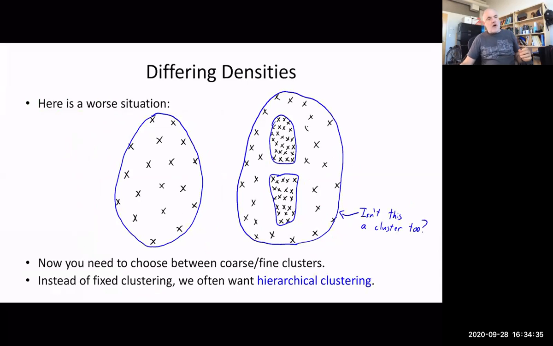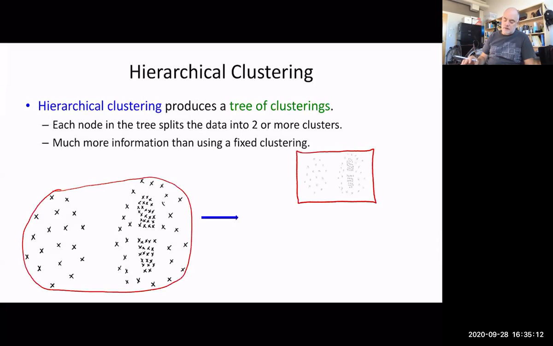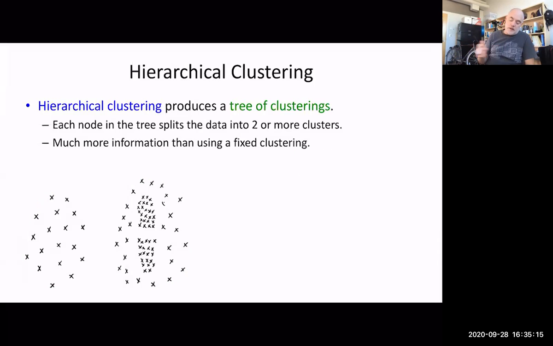So instead of fixed clusterings, what we often want is some sort of hierarchical clustering. Basically, hierarchical clustering is a tree of clusterings. Each node in the tree splits the data into two or more clusters. There are lots of ways of doing hierarchical clustering. Like we normally do in this class, we'll talk about the simplest, most robust, most widely used, and just understand there's a huge literature on hierarchical clustering. Whichever approach you take, there's much more information available in a hierarchical clustering than in a fixed clustering.